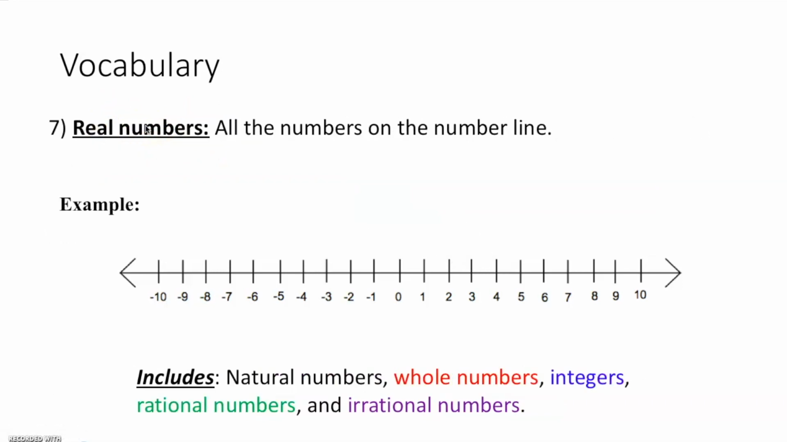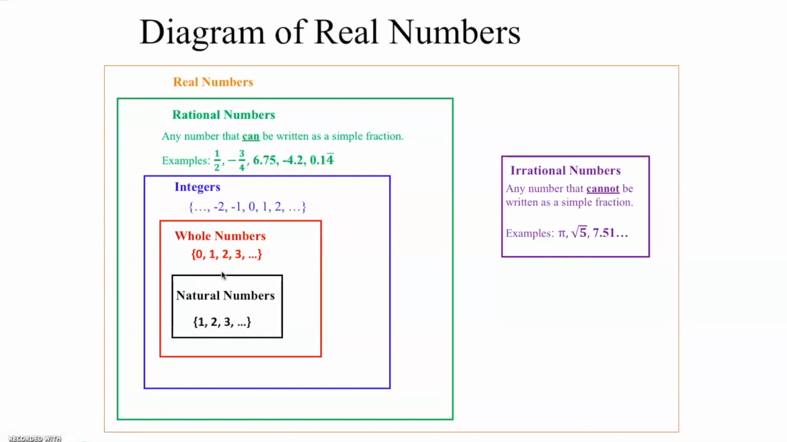Now, real numbers include everything we just talked about. All numbers on the number line are considered real numbers. So instead of particular points on the number line, it's just everything on or between these given values. Here's a little diagram to show you what we're talking about. The innermost box here is natural numbers.